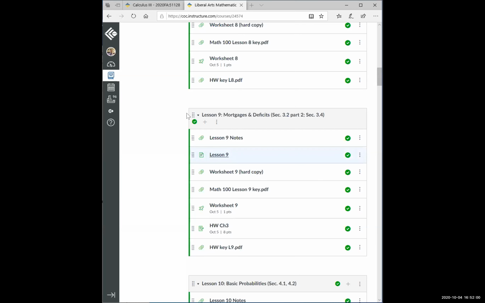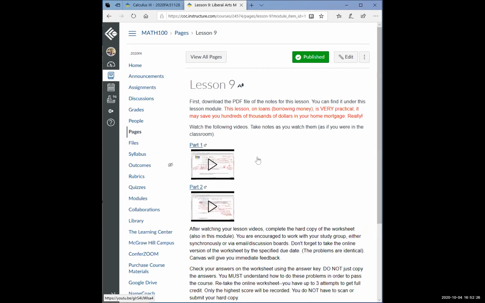Now, just in case you still don't know this, every lesson is called a module. A module is a block that you see in your Canvas shell, and I have one module for each lesson. Lesson 9 is the last one you studied. The first item of this module is the blank notes that you are to fill in as you watch your videos. And the second item is the lesson page. This is the lesson 9 page.